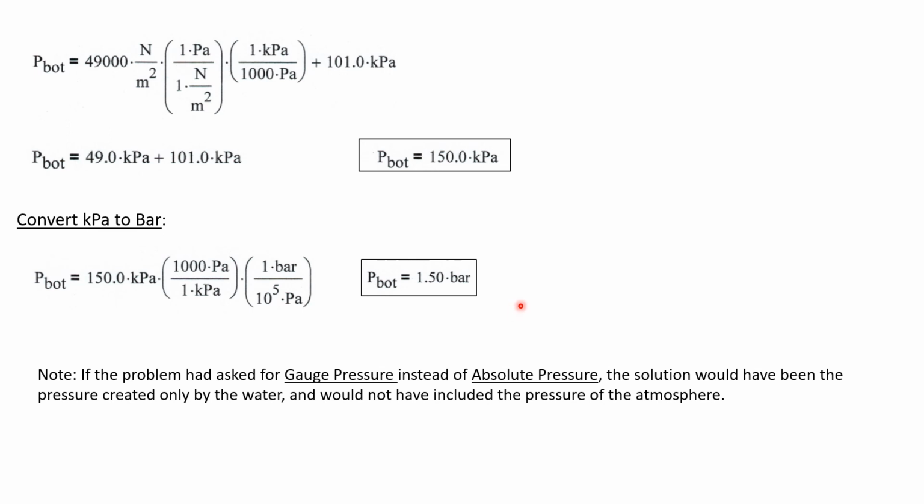Now, if we had been asked to calculate the gauge pressure at the bottom of the lake and not the absolute pressure, the solution would have been created only by the column of water, rho g h for the water, and would not have included the pressure of the atmosphere, because the pressure of the atmosphere would not only act on the surface of the water, it would also act on the pressure gauge. And we're going to talk about pressure gauges in a later lesson. But this is how we calculate absolute pressure.